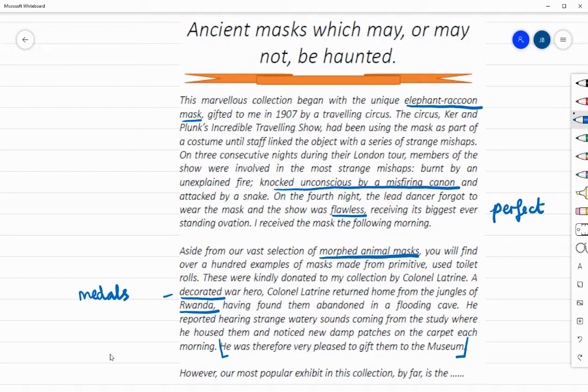Okay, so the word is gift. And we looked at that word a little bit yesterday, where we said that the items are gifted to the museum. So here it's a verb, but actually you can have a gift, like a birthday gift or a Christmas gift. Okay, so well done for answering the questions. I'm sure you did very, very well with that.